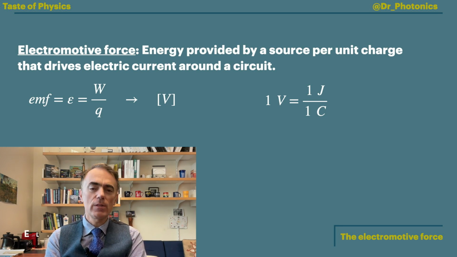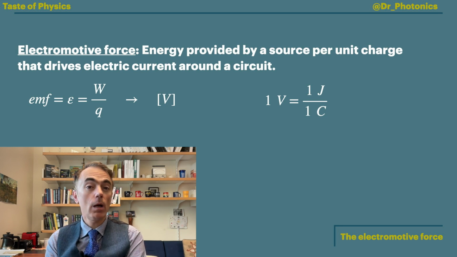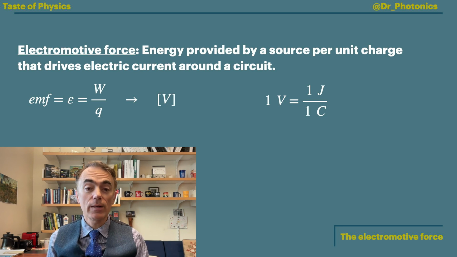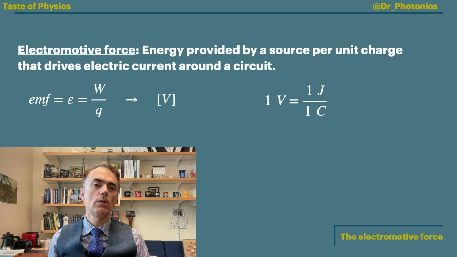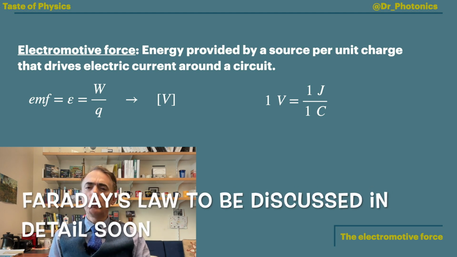Another source of EMF is electromagnetic induction. This is how power is generated in power plants when a conductor moves through a magnetic field. It induces a potential difference, EMF, across the conductor. This process is governed by Faraday's law, which we will discuss in detail soon.